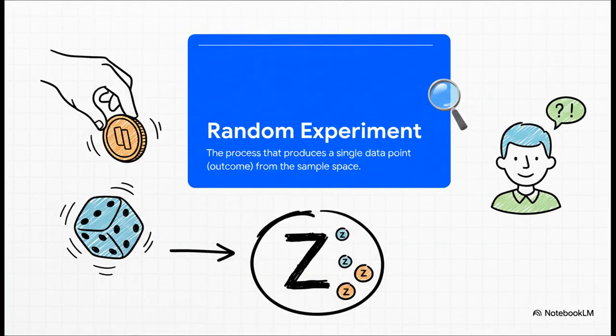Well, how do we get one of these data points? We perform what's called a random experiment. Now, that sounds way more complicated than it is. It's just the formal name for whatever process gives us an outcome. The act of flipping the coin, the act of rolling the die, that's the experiment. It's the action that pulls one z out of the entire sample space Z.